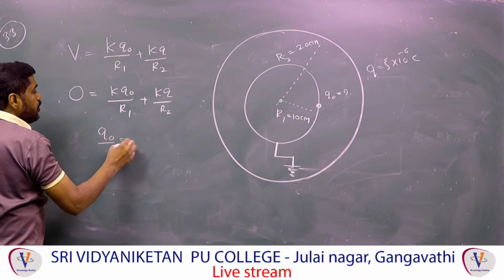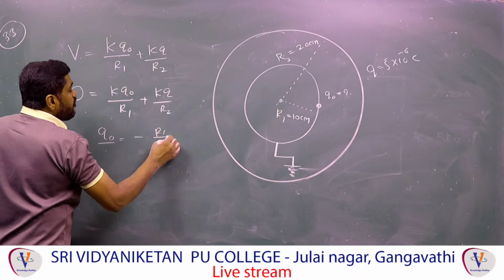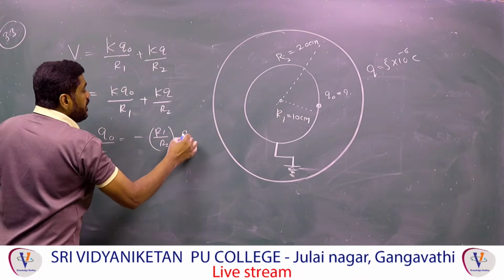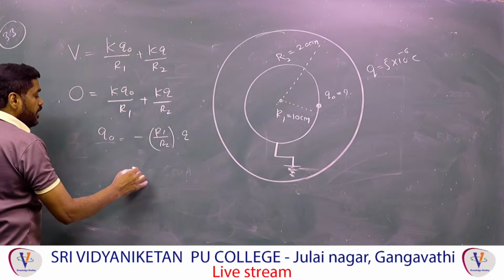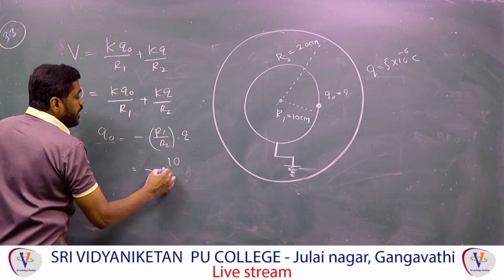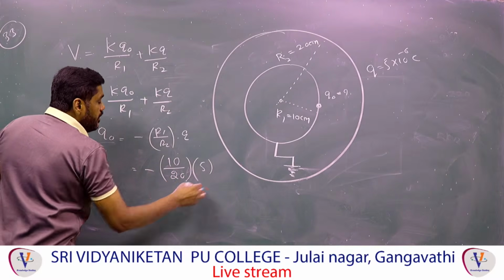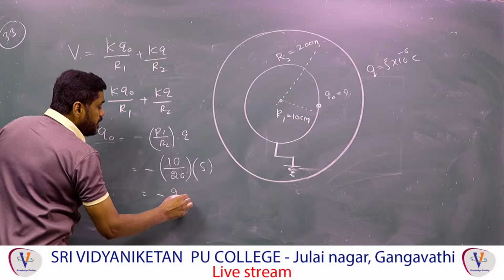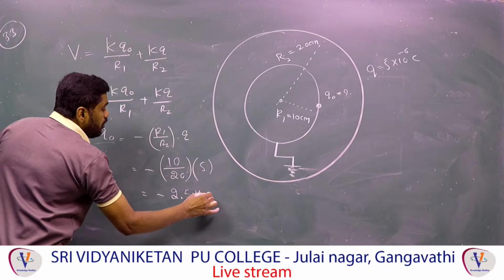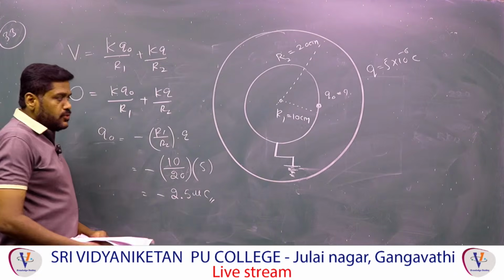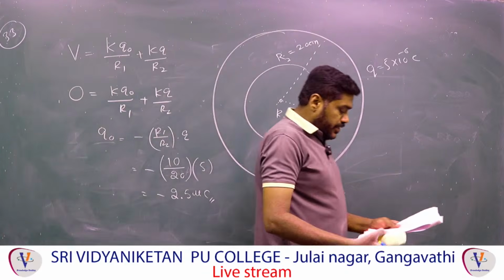Q naught is equal to minus R1 by R2 into Q. If you substitute, R1 is equal to 10, R2 is equal to 20, and Q is given as 5. After simplification, minus 2.5 microcoulomb. That is the new charge on the inner shell.